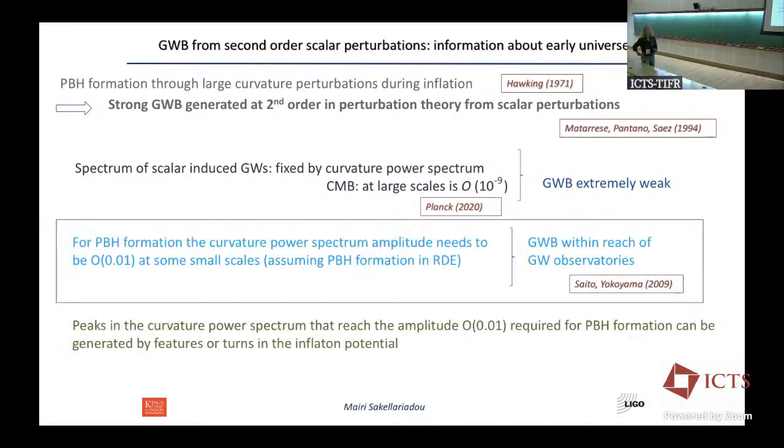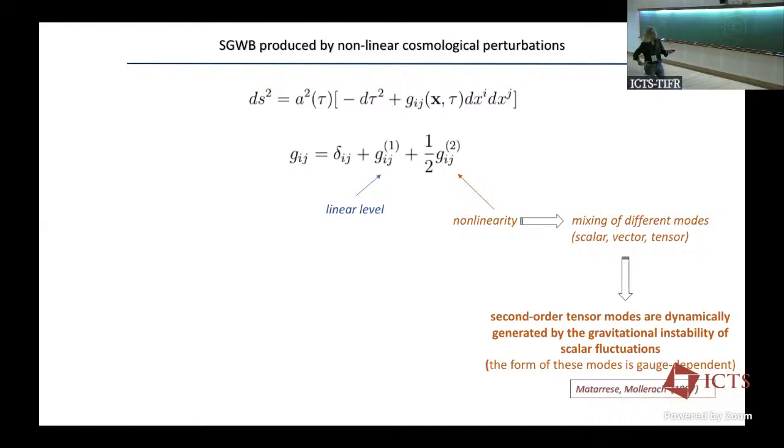However, if primordial black holes are formed during the radiation-dominated era, then this kind of curvature power spectrum needs to be of the order of about 10 to the minus 2. And therefore, the gravitational wave background can be within the detectability of your detectors. And there are various models of inflation which lead to this kind of peak in the spectrum, 10 to the minus 2.